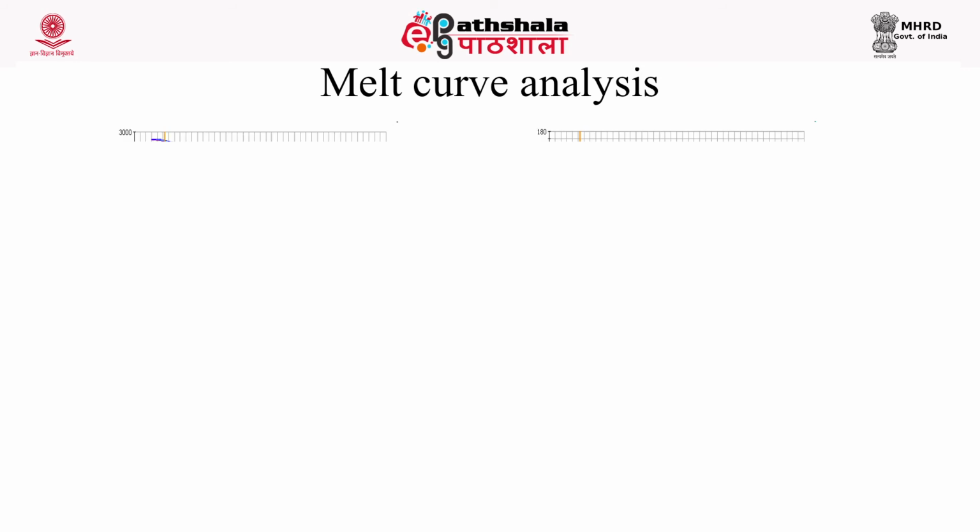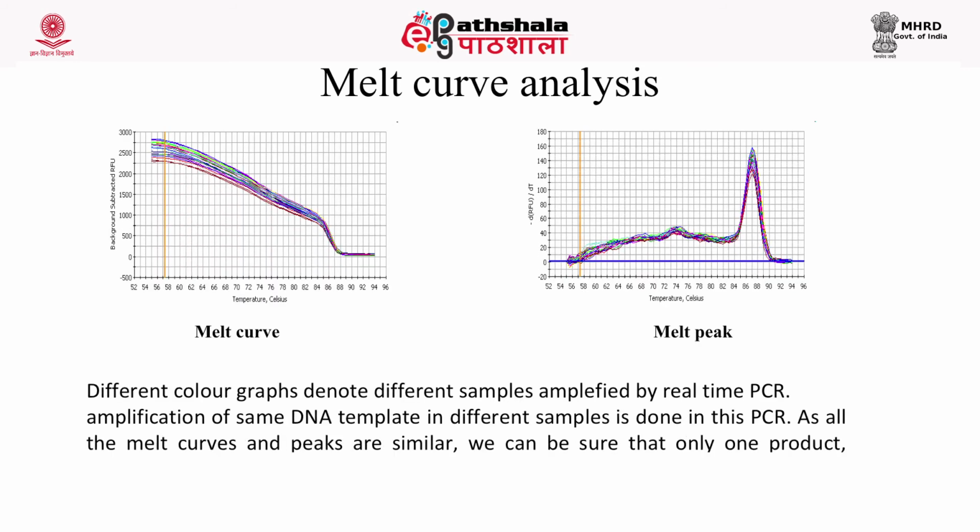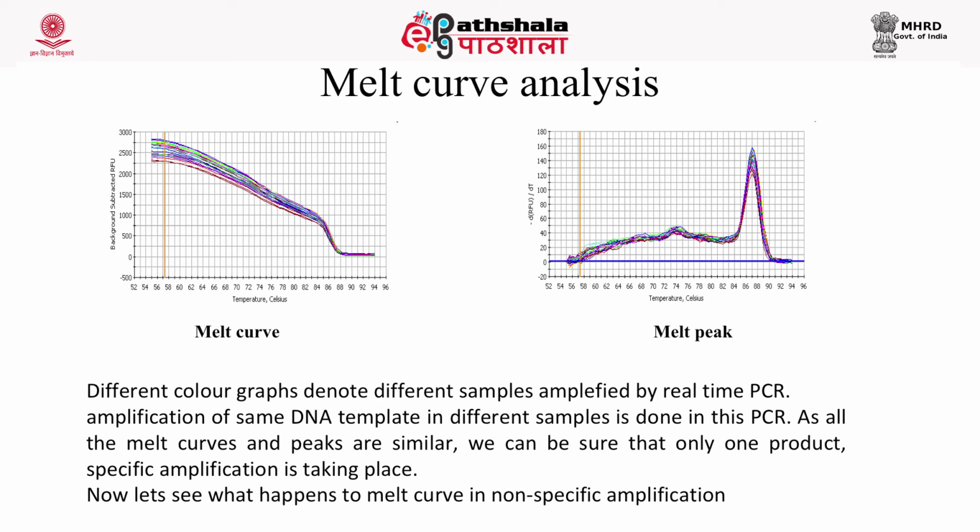Let us understand this melt curve analysis with some examples. Here you can see melt curve and melt peak analysis of a number of samples. The different color graphs denote different samples amplified by real-time PCR. The amplification of the same DNA template in different samples is done in this PCR. As all the melt curves and peaks are similar, we can be sure that only one product, that is our desired or wanted PCR product, is amplified in this real-time PCR.